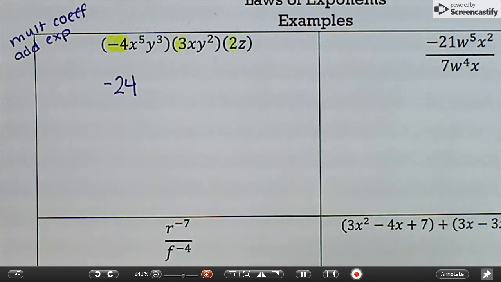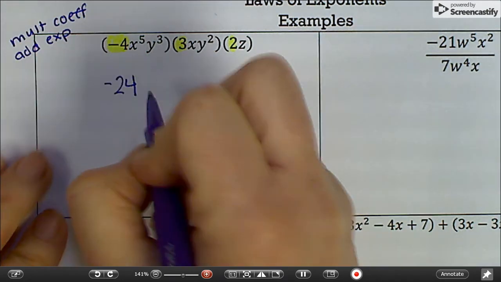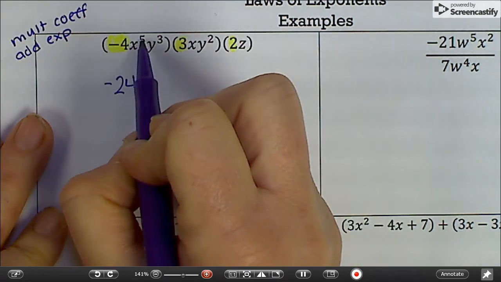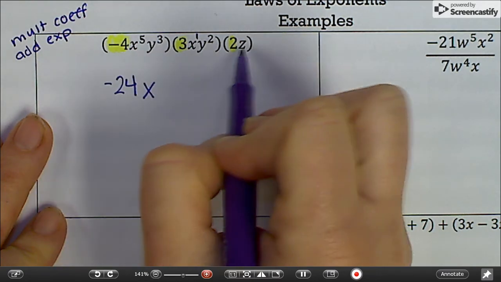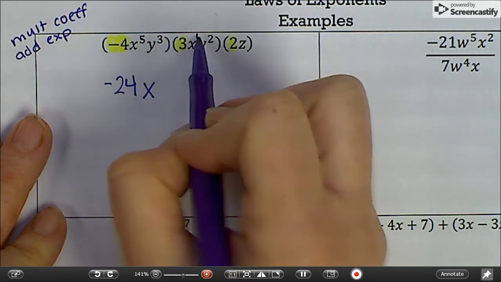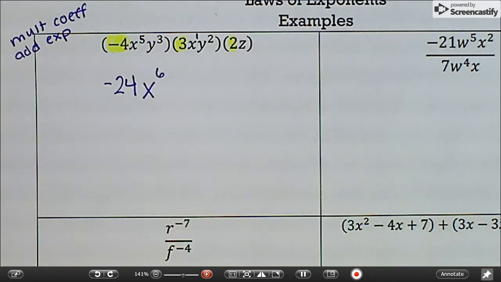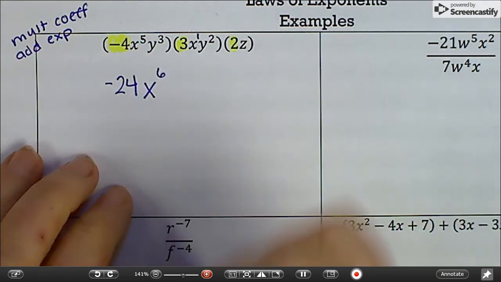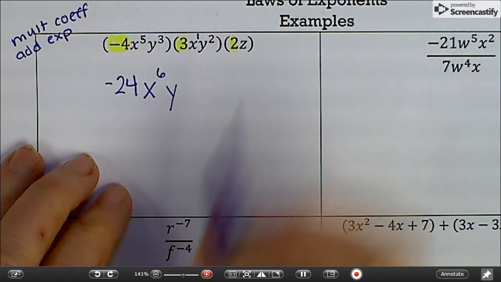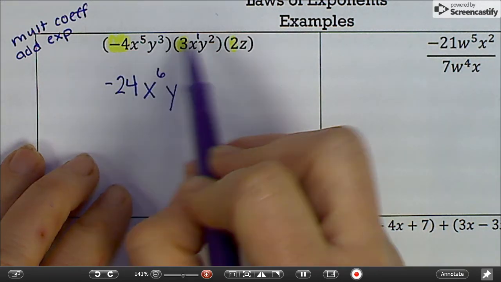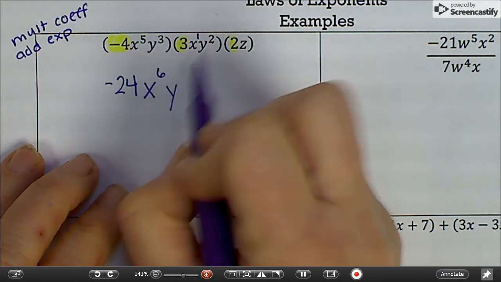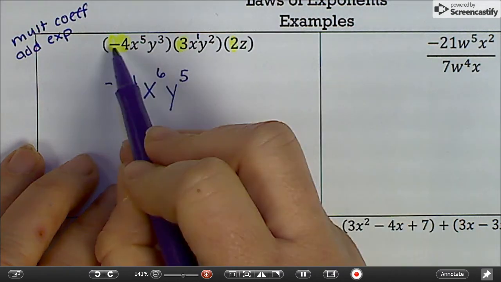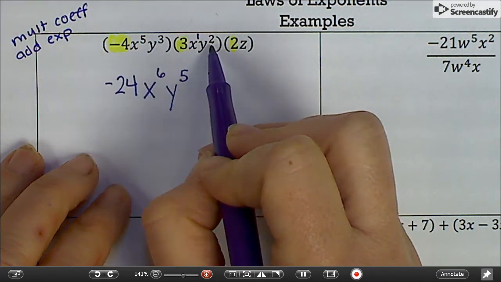After that, we add the exponents of the ones with the same base. So for x, we're going to add 5. Remember, this is a 1. And there's no more x's over there. So 5 plus 1 is 6. We have 6 x's. Okay. Now we're going to go to the y's. Here we have 3 and 2 and no more. So that's 3 plus 2 is 5. And that's it for this one.